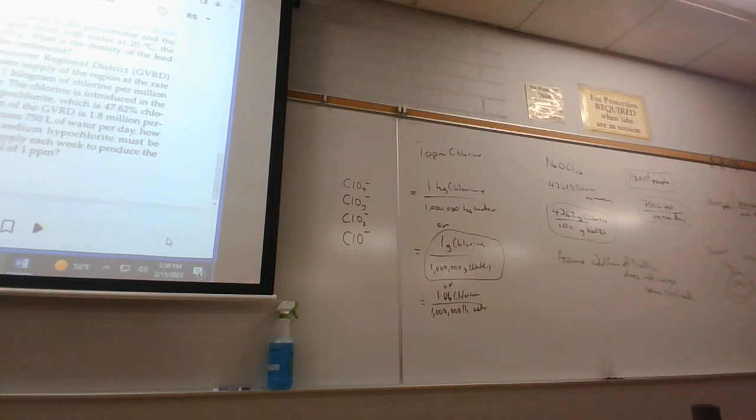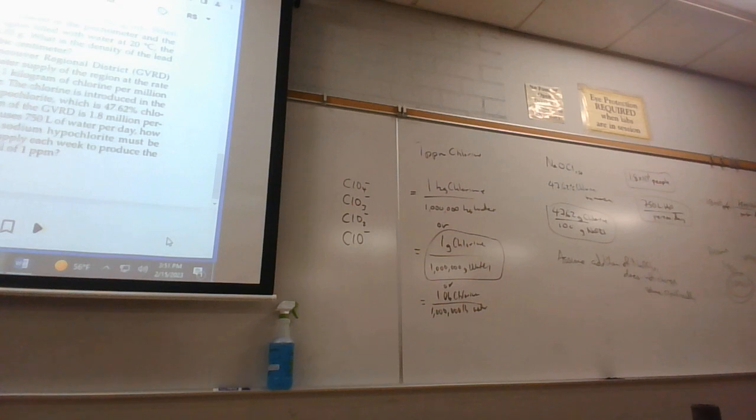.8 times 10 to the 6 times 750 times 1,000 divided by 1 million times 100 divided by 47.62 divided by 1,000 times 7. And so I got 1.9845 times 10 to the 4 kilograms per week. Kilograms of sodium hypochlorite per week.